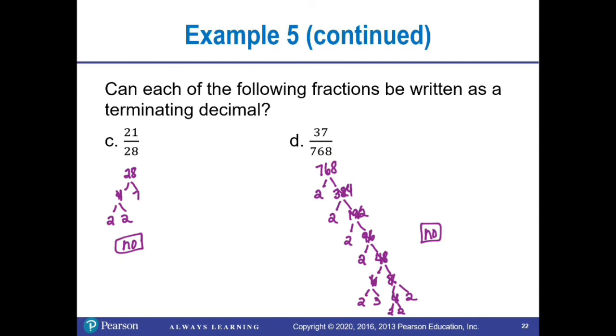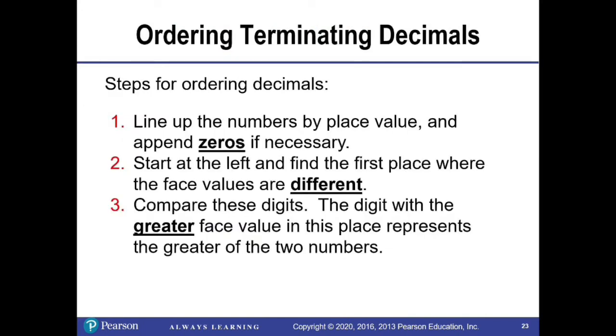Our last topic in section 7.1 is ordering our terminating decimals. So to order our decimals, we first line up the numbers by place value, and we're going to append zeros at the end if necessary. Now, appending a 0 after a decimal point doesn't change the number. Then our second step is we start at the left, and then we find the first place where the place values are different in that place. And third, we compare the digits. The digit with the greater place value in this place represents the greater of our two numbers.